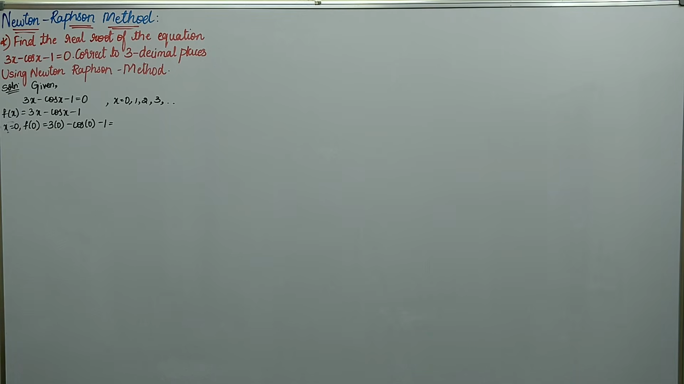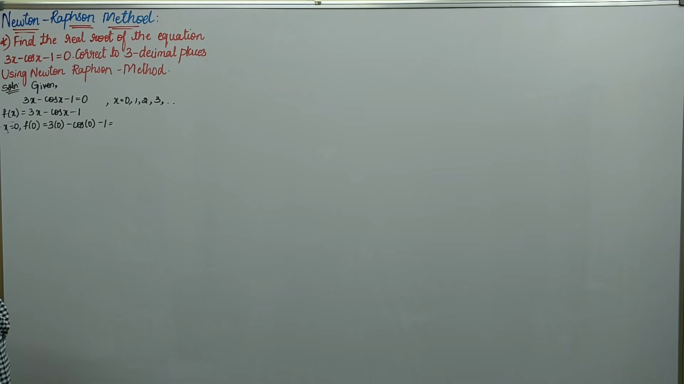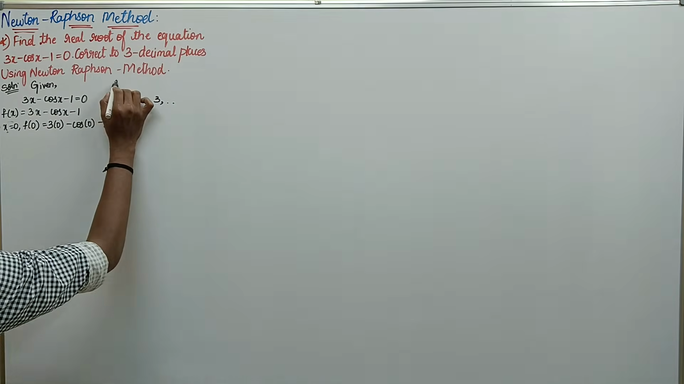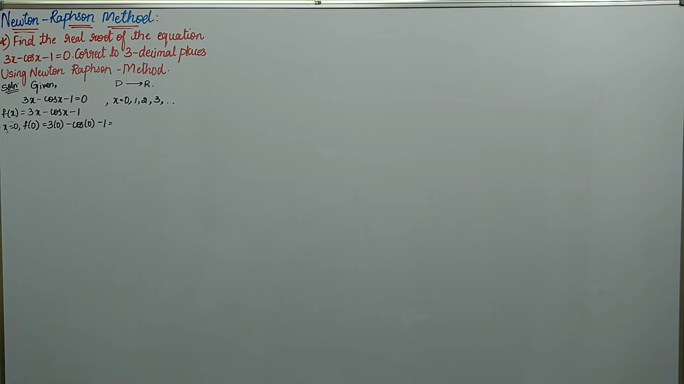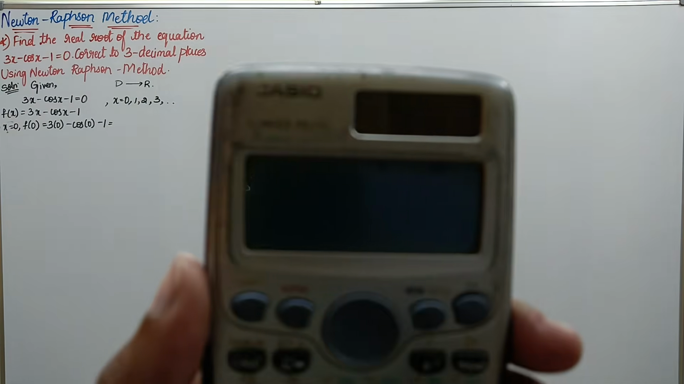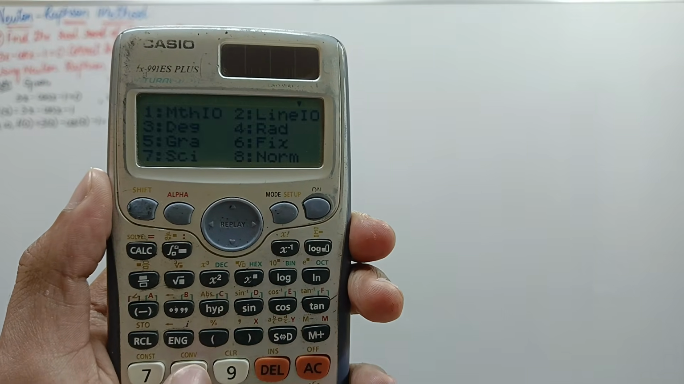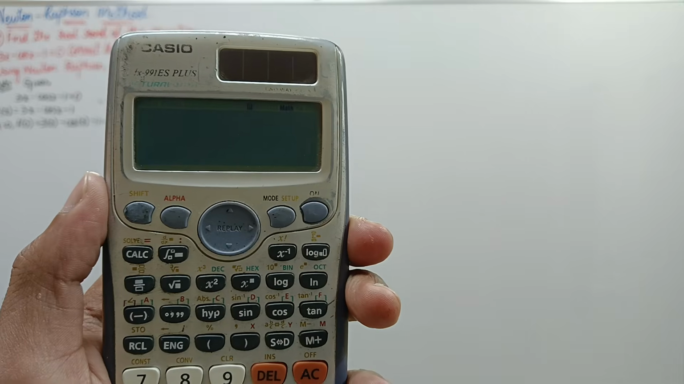But while simplifying in the calculator, always remember, whenever you get any trigonometry function, you are supposed to convert the calculator from degree to radian. How? I am going to show you now. Okay, take your calculator. Now press mode setup or else shift mode setup. We get 3 degree, 4 radians. Press 4. Now the calculator is converted from degree to radian.